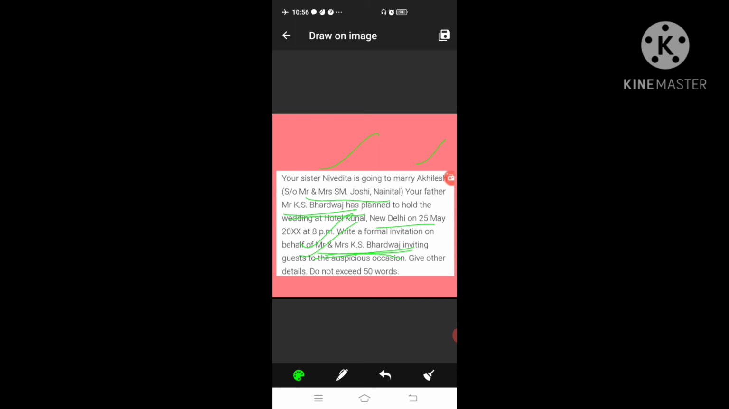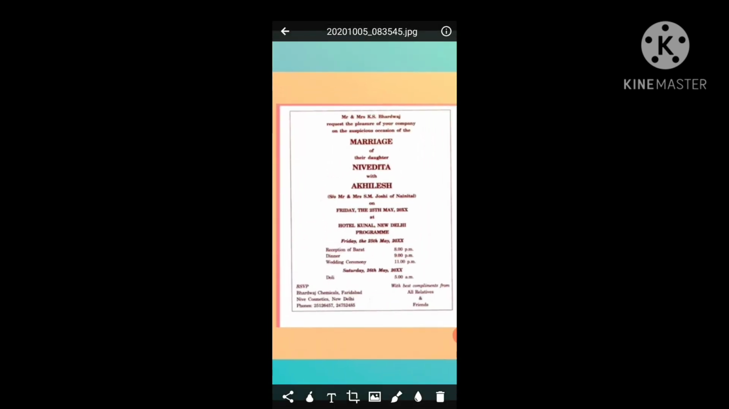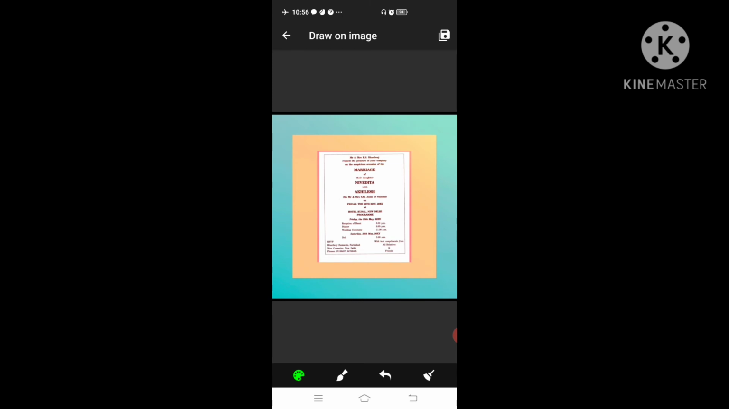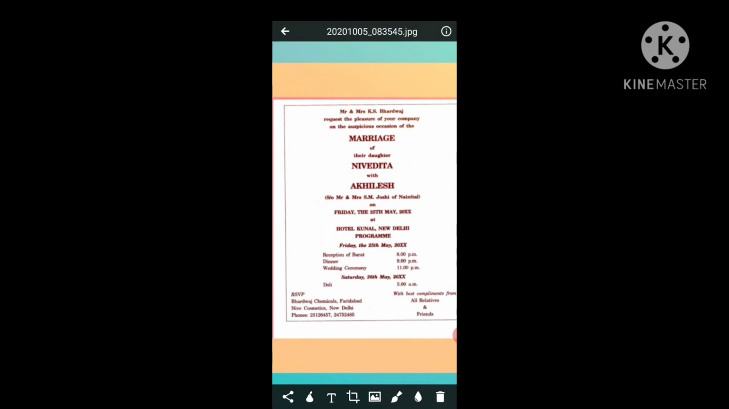Fine. And now how will we write it? We will write this way. Mr. and Mrs., you can use over here, Mrs. and Mr. You can write in this way also, Mr. and Mrs. or Mrs. and Mr. Then "request the pleasure of your company on the auspicious occasion of." So have you got my point? Name of the host, and after the name of the host we have to mention the request line. Then after the request line, the function name. What is the name of the function?